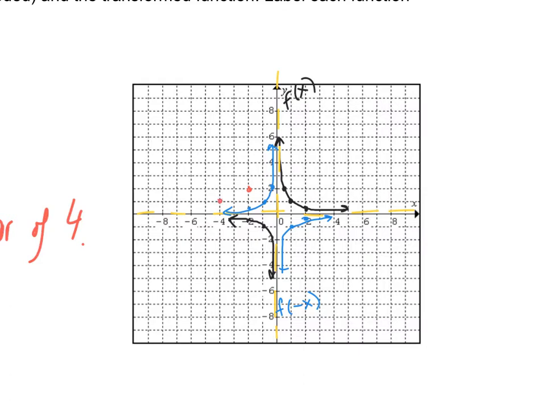And then this point is at -2. -2 times 4 is -8. So I have quadrupled that distance. And then I will connect my dots and put arrows and then go towards my asymptotes.